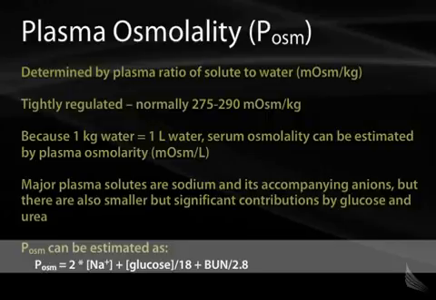Once again, sodium plays a predominant role in the estimation of plasma osmolality. However, when glucose levels become extremely high, or blood urea nitrogen levels become very high, these have a greater contribution on total plasma osmolality.